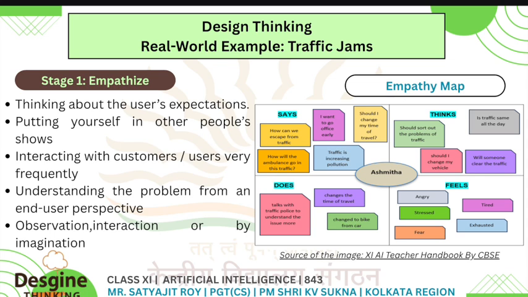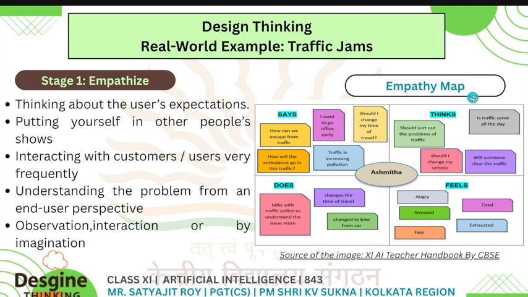So stage one of the design thinking framework is empathize. Under this, you think about the user's expectations. You put yourself in the user's shoes and you think about how the user will think, what the user will do, what the user will feel, what the user feels about the problem, and what the user says about the problem. And you put all of these things in a systematic manner using an empathy map. So what is the empathy map?